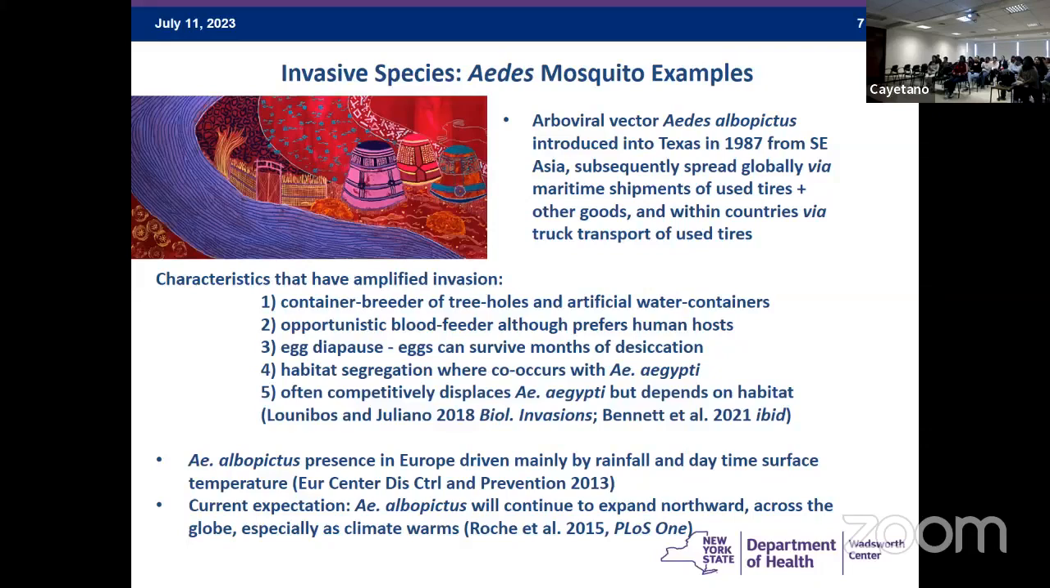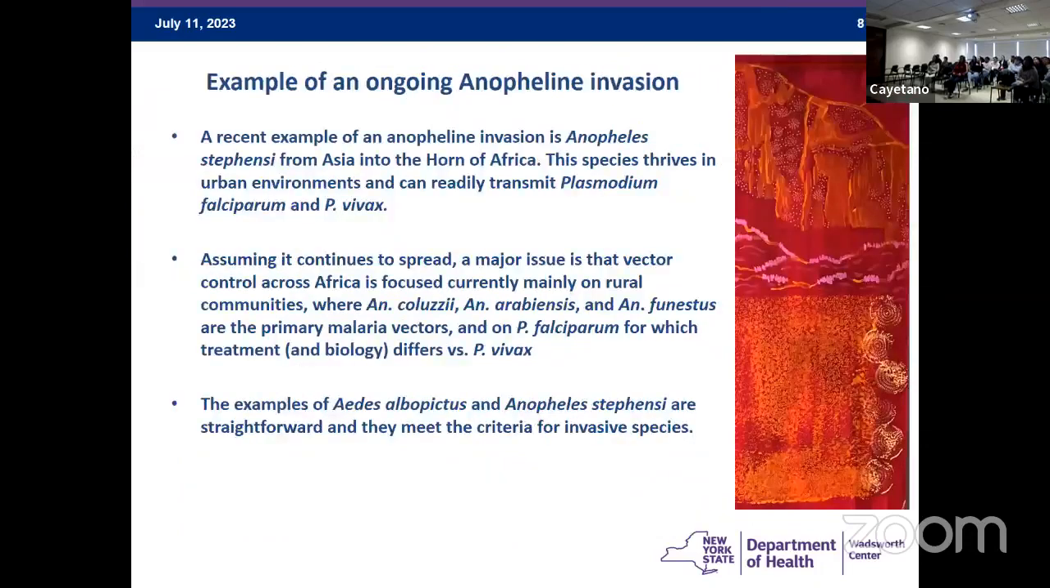These are very straightforward. It may not sound like they're straightforward, but they're clearly coming from a different continent. They're clearly coming from another area and displacing native species. Each of these mosquitoes came without their predators, parasites, and normal competitors, which is one of the reasons they're doing very well and spreading very quickly. Next.